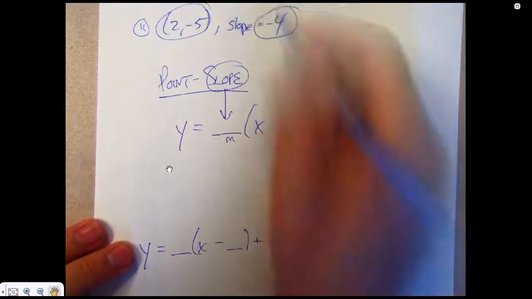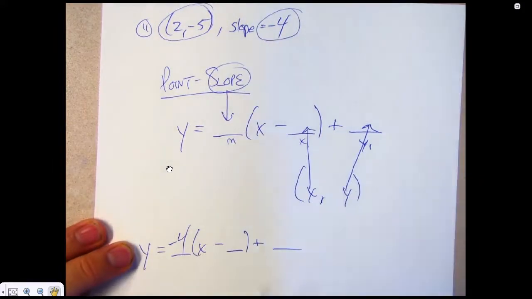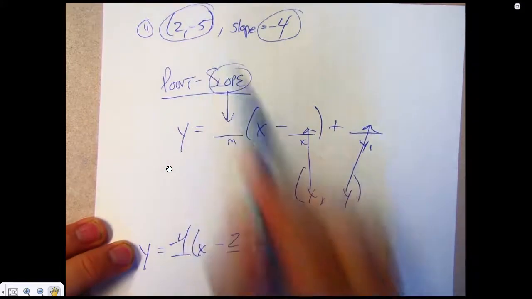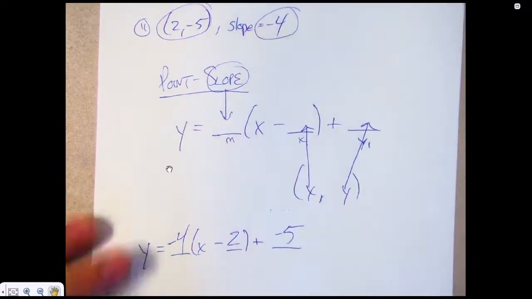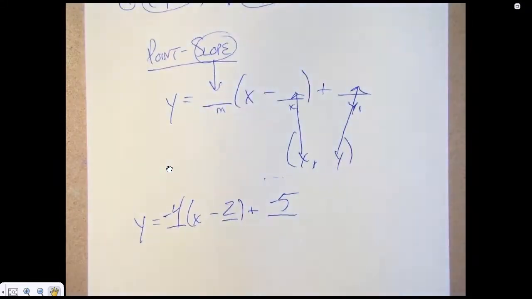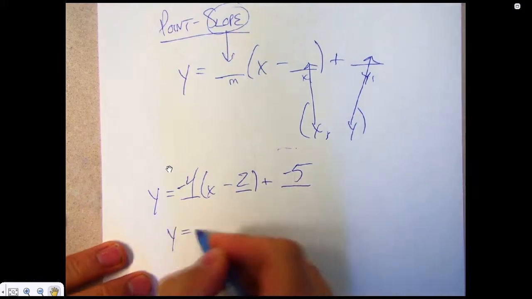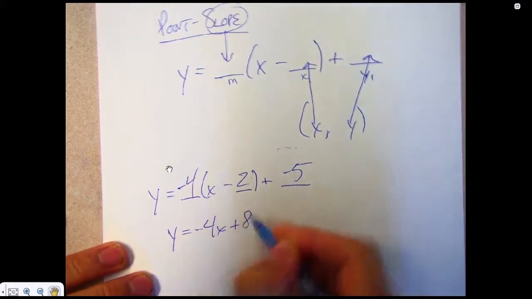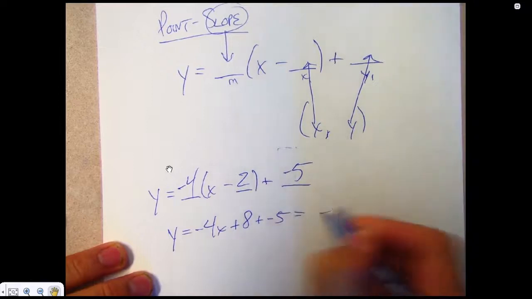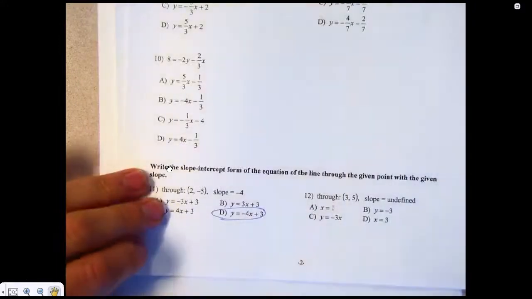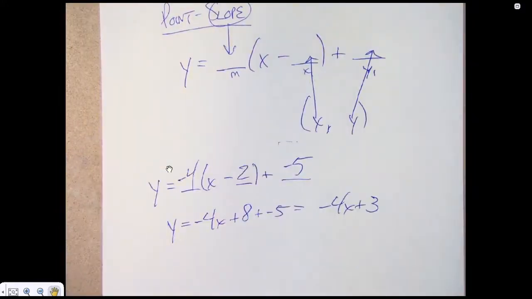So I'm taking the negative 4. Negative 4 goes there. I'm taking the x value, goes there. I'm taking the y value, goes there. There are often times when you will be done. That is it. That's all you have to do. But most of the time, you'll have to solve for y. So you're just distributing and combining like terms. So negative 4x plus 8 plus negative 5. So negative 4x plus 3. So if I go back here, negative 4x plus 3 is d. And we're good.